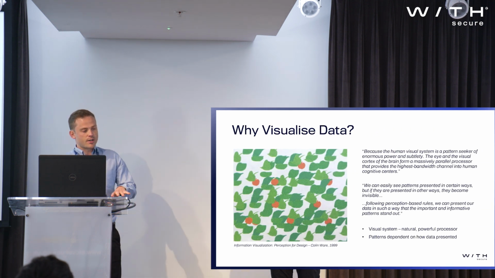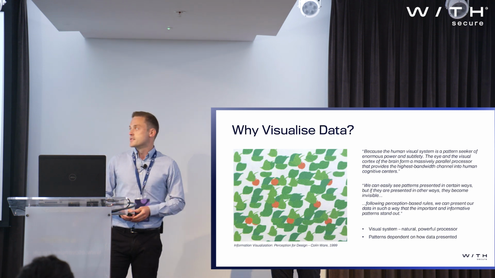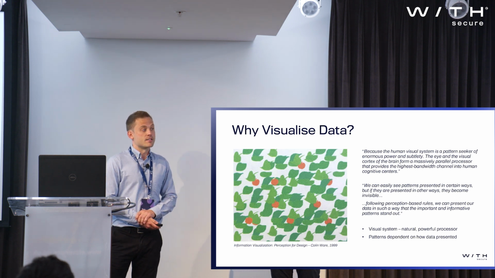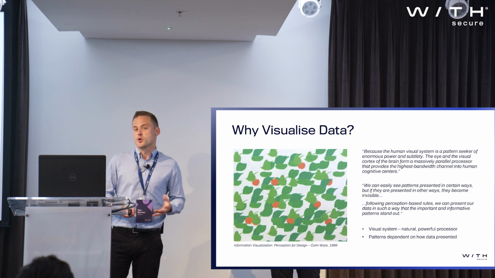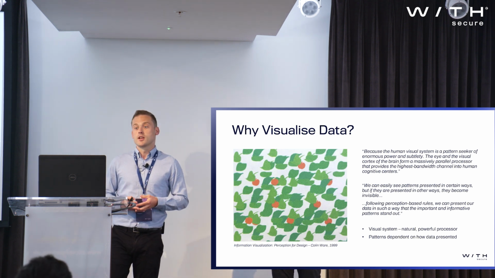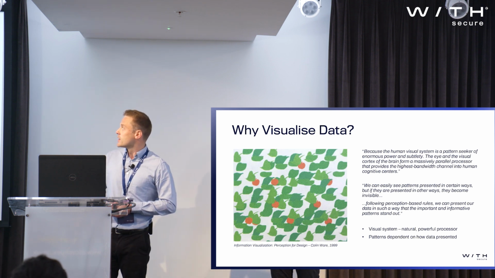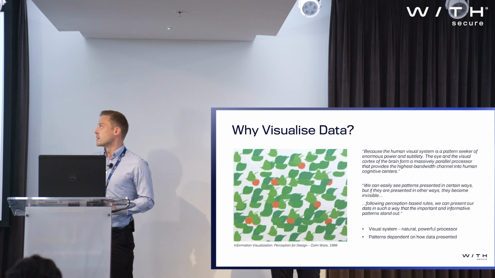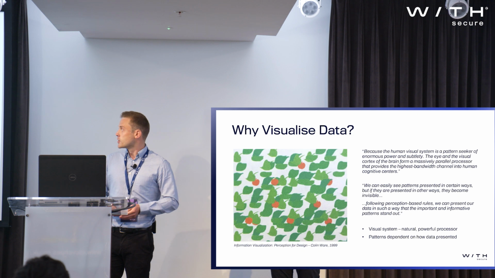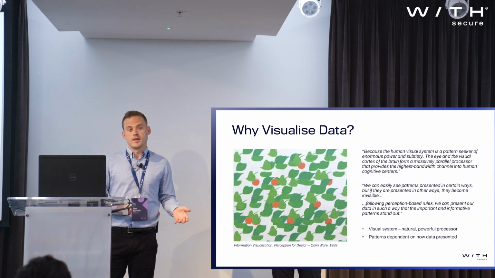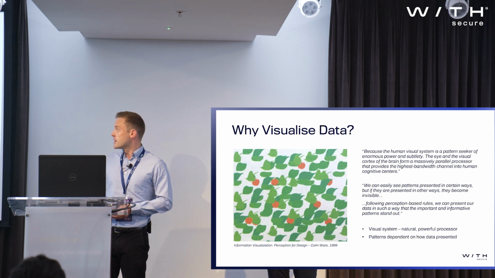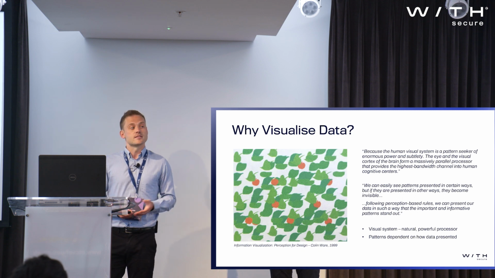Cool, so I'm going to look at why we fundamentally visualize data. This is a picture from a book called Information Visualization: Perception for Design, written by Colin Ware back in 1999. And I'm just going to bring up a couple of quotes from the same book that we'll read through together. So fundamentally, why visualize data? Well, it's because the human visual system is a pattern seeker of enormous power and subtlety. The eye and the visual cortex of the brain form a massively parallel processor that provides the highest bandwidth channel into human cognitive centers. A second quote: we can easily see patterns presented in certain ways, but if they are presented in other ways, they become invisible. Following perception-based rules, we can present our data in such a way that the important and informative patterns stand out.